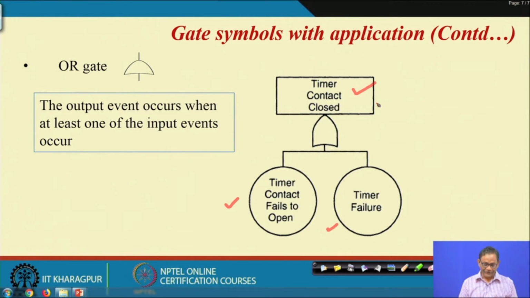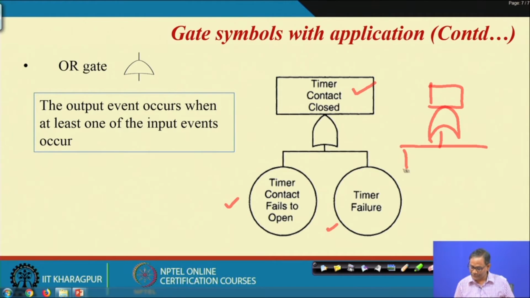So, this kind of situation is that the output event occurs when at least one of the input events occurs. Here there need not be only one input, there can be many inputs. What does it mean? If any one of the input events occurs, the output event will occur. So, that is your OR gate.